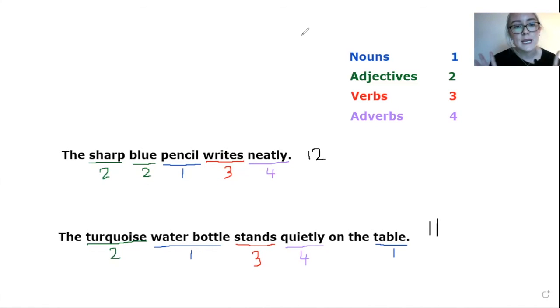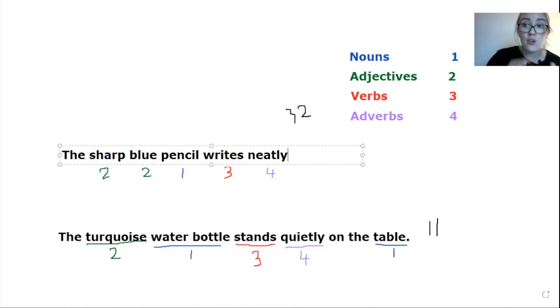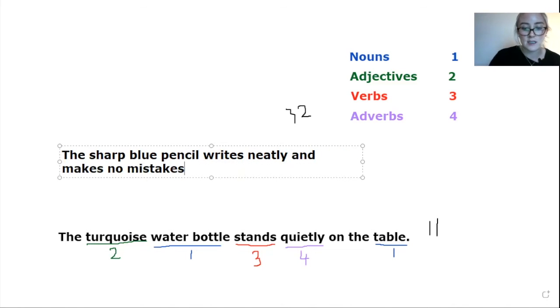Now, just quickly before you go and have a go, if you are trying to challenge yourself and aim for our purple success criteria today, that's when you would use conjunctions to create complex sentences. So I'm just going to show you a really quick example before I leave you to have a go. With my first sentence, I could add on the end of it, the sharp blue pencil writes neatly and makes no mistakes, full stop.